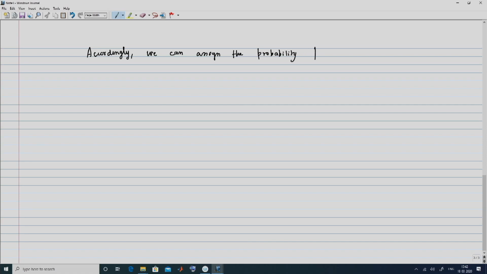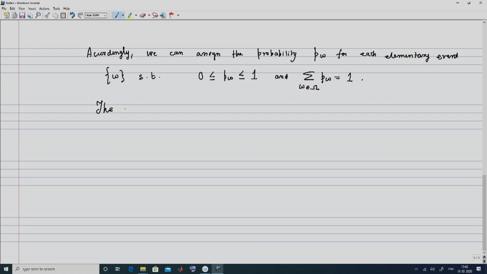So, we can assign a probability which we will denote by P subscript omega for each elementary event omega, such that it is obviously going to satisfy the property that it lies between 0 and 1, both inclusive, and the summation of P omega equal to 1, where this omega belongs to the sample space big omega.